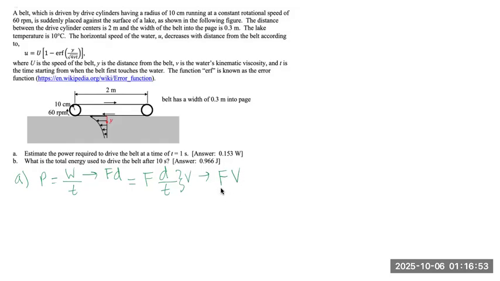Now, what is the force going to be? It's actually going to be a shear force, from shear stress. Shear force is going to be shear stress times area. So our general form for power is equal to tau times A times V, where V is velocity, A is area, and tau is shear stress. This is the general form. Now we have to decide where each of these values come from.